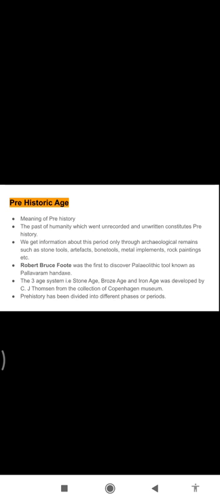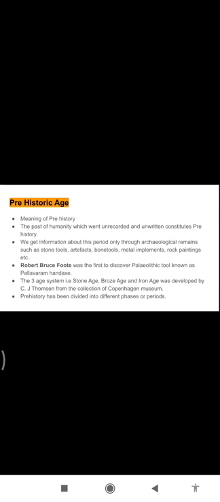Robert Bruce Foote, who was an archaeologist as well as a geologist, is often called the father of Indian prehistory. He discovered the first Paleolithic tool, which was an axe, known as the Pallavaram hand axe. It was discovered in 1863. Then India's first archaeological survey began under Robert Bruce Foote from 1885, and he discovered the Belum caves, the second largest cave in the Indian subcontinent after Bhimbetka. Now the three age system, that is the Stone Age, the Bronze Age and the Iron Age, was devised by C.J. Thomsen from the collection of the Copenhagen Museum.